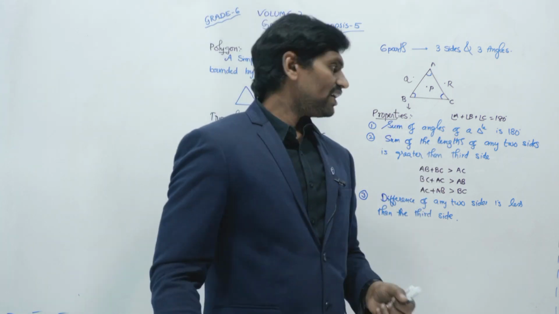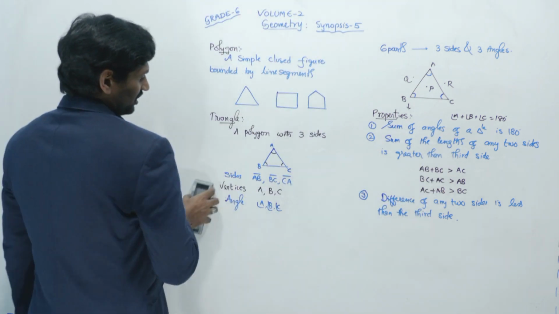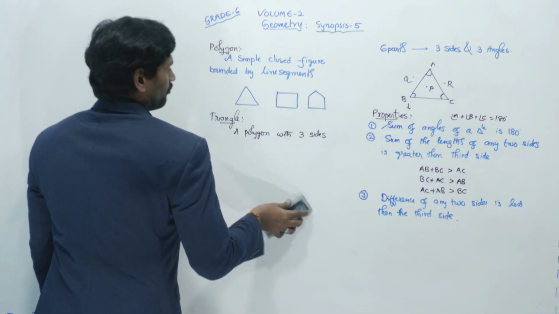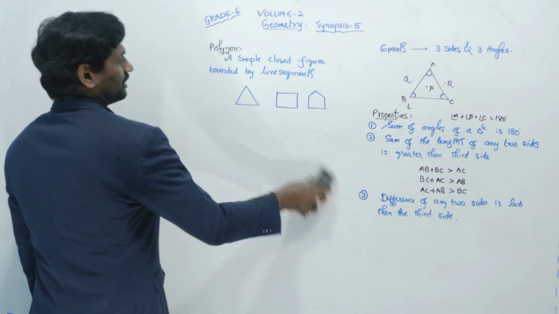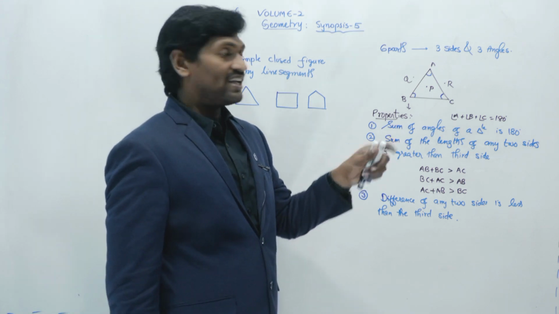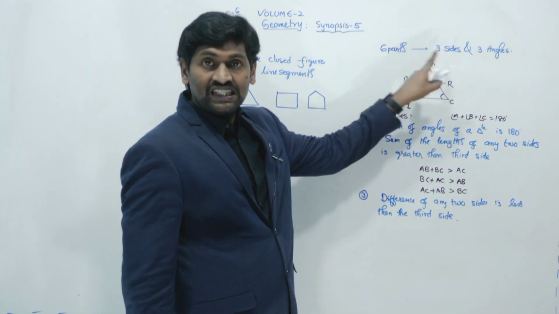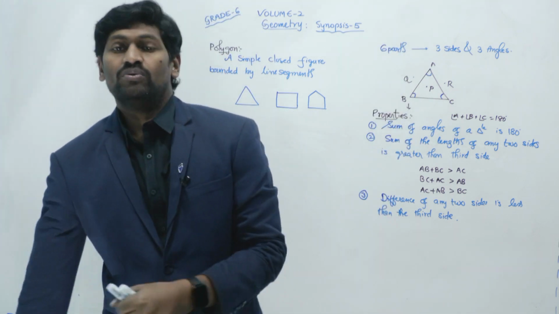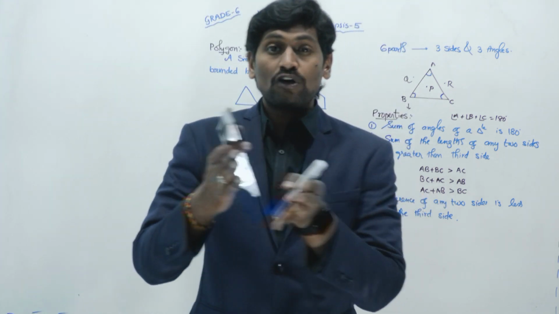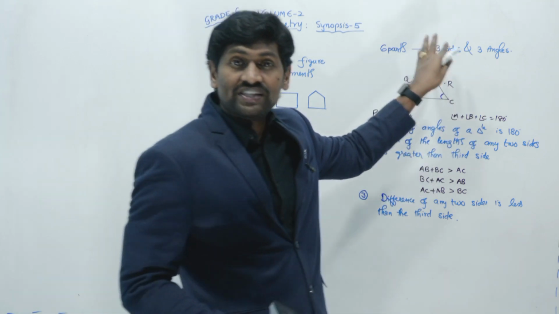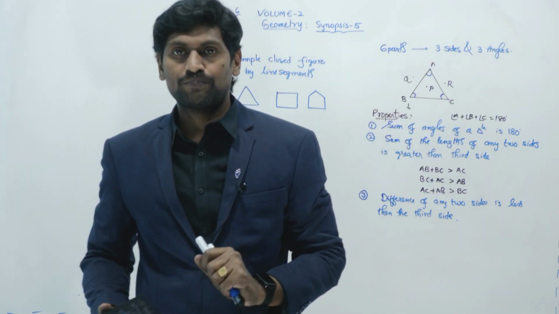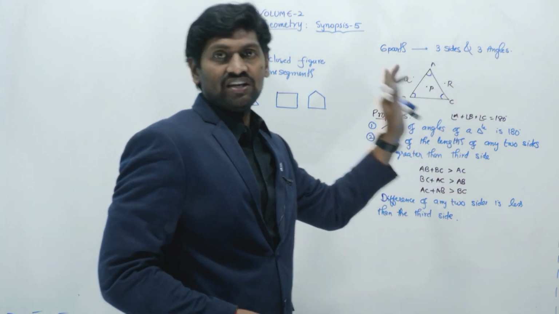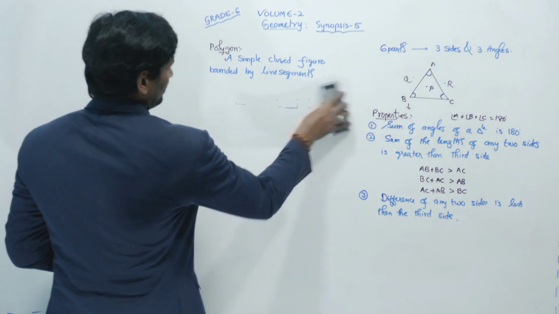Okay? Right. So let us go to the types of triangles. We already discussed the parts of a triangle: a triangle has 6 parts, 3 sides and 3 angles. So here also we are going to discuss the types of triangles based on sides and based on angles. Let us see.